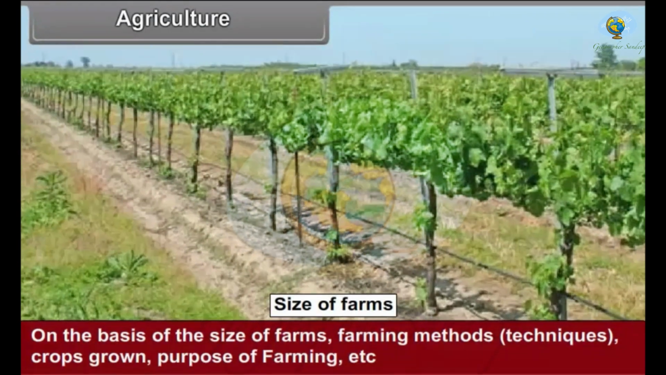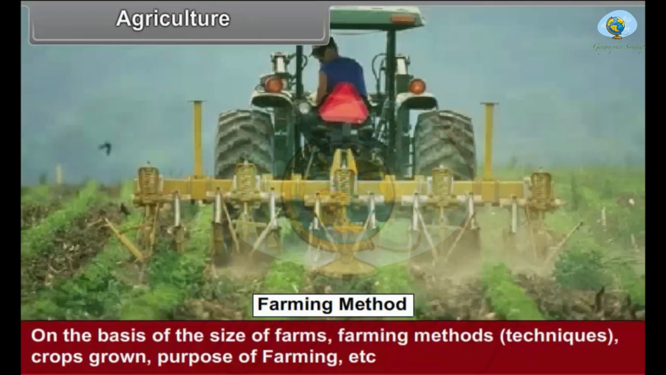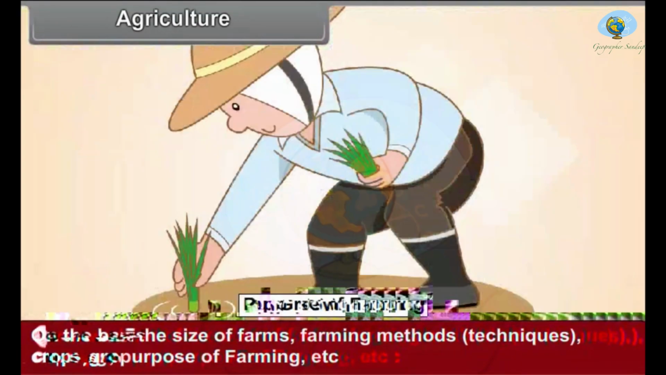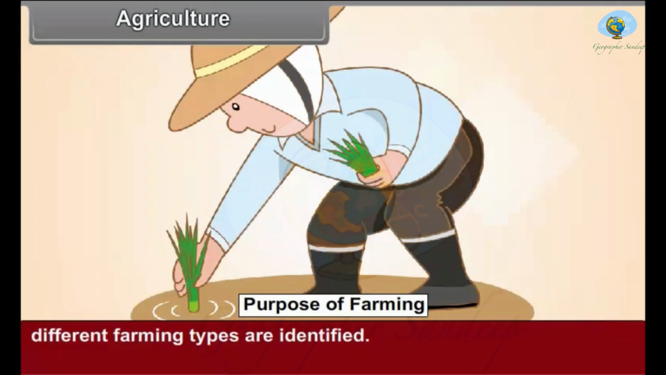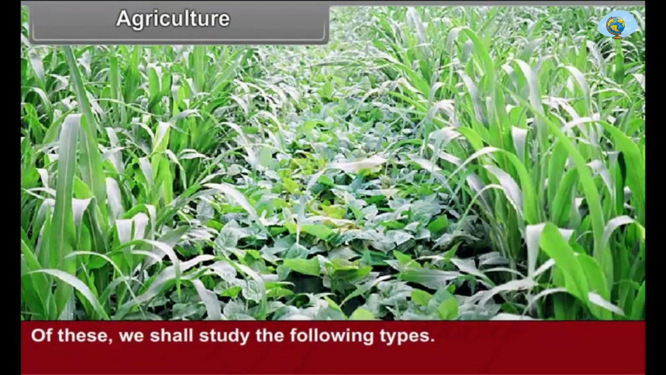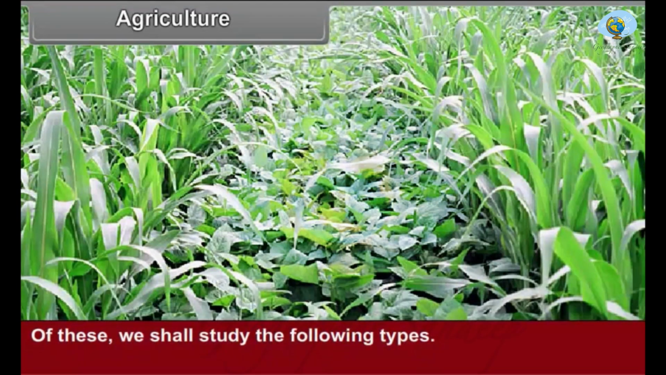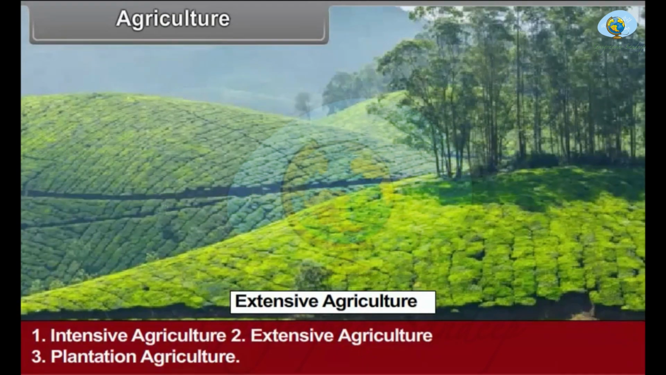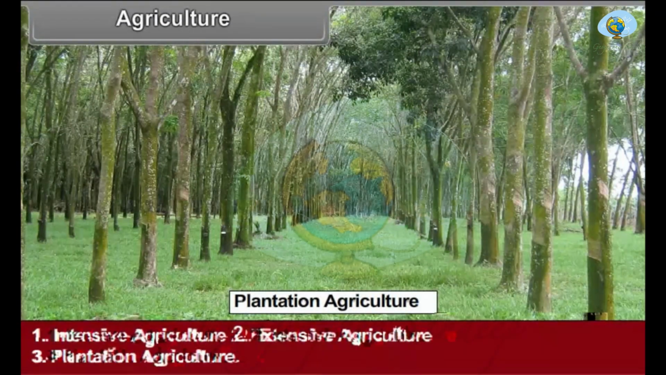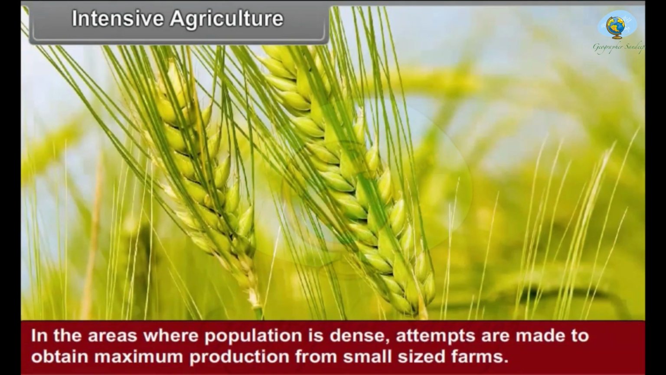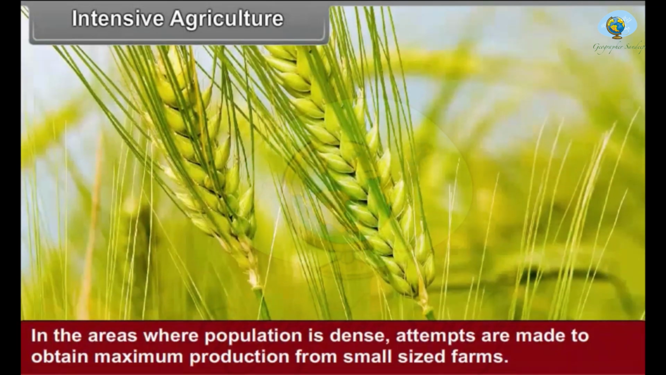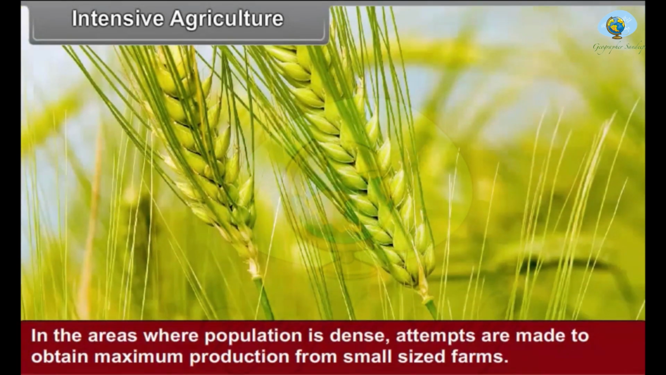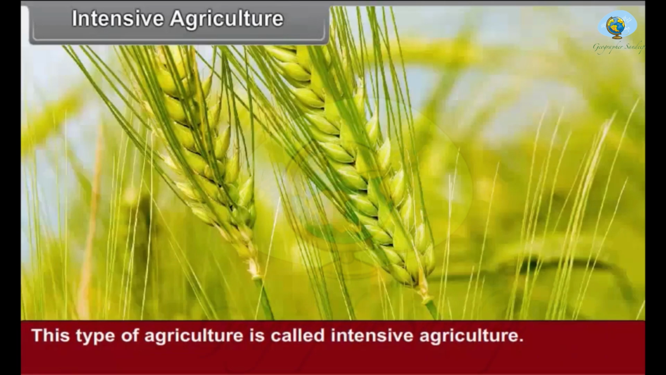On the basis of the size of farms, farming methods, that is, techniques, crops grown, purpose of farming, etc., different farming types are identified. Of these, we shall study the following types: intensive agriculture, extensive agriculture, plantation agriculture, see figure 13.2. Intensive agriculture. In the areas where population is dense, attempts are made to obtain maximum production from small-sized farms. This type of agriculture is called intensive agriculture.